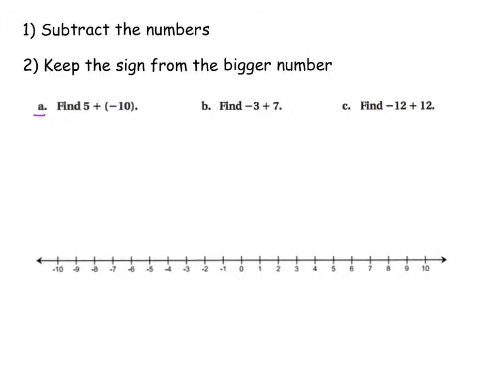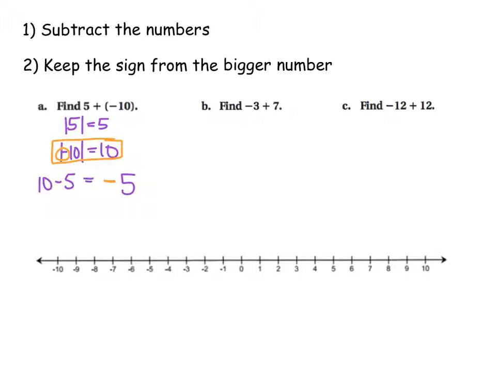So first, for part A, we are going to find 5 plus negative 10. Now, think about this. We have absolute value of 5, which is 5. Absolute value of negative 10, which is 10. We subtract the smaller from the bigger. So we're going to take 10 minus 5, which is 5. And then we take the sign from the bigger number. 10 is bigger than 5. We're going to take its sign. It's a negative 10. So our answer should be negative 5.